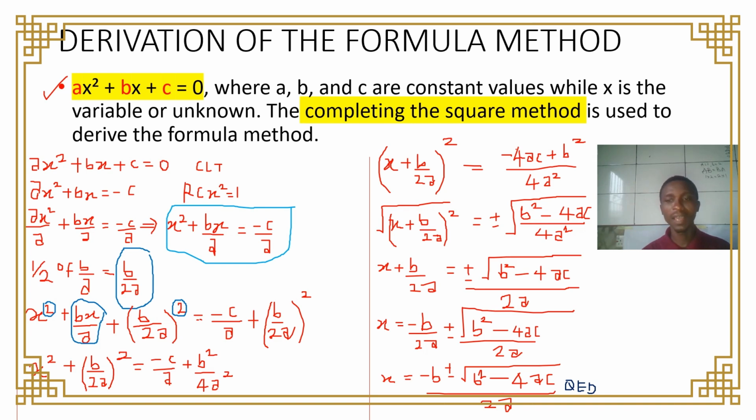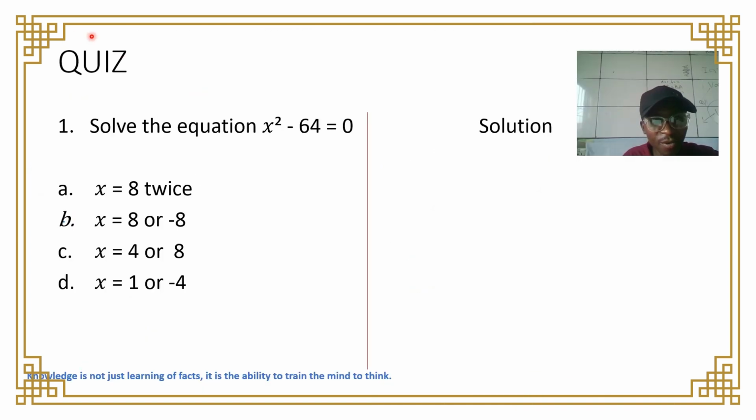On to the next slide, learners. All right, learners, we have a quiz to try. Question 1: solve the equation x squared minus 64 equals 0. Option A, x is 8 twice. Option B, x is 8 or minus 8. Option C, x is equal to 4 or 8. Option D, x is equal to 1 or minus 4. Let's quickly try that and see what the correct option will be.